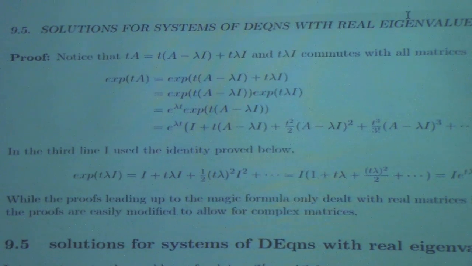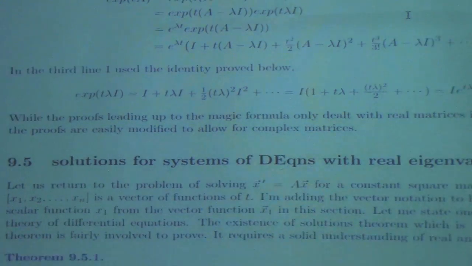Again, this is significant because we proved last time the matrix exponential is a solution matrix to the differential equation x prime equals Ax. So if you have this, and you can extract things from it, then you've got solutions. Let me show you how.